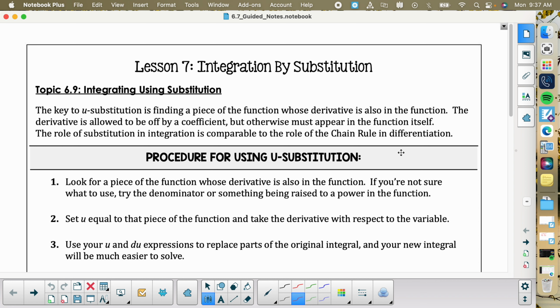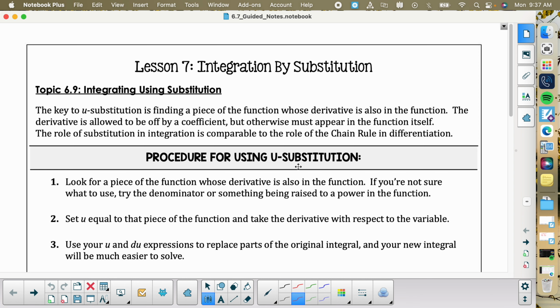So integration by substitution is essentially a reverse chain rule. Whether you've noticed it or not, all of the questions you've gotten so far have been pretty plain, straightforward, basically just regular x's. But as you know, that generally isn't the case.